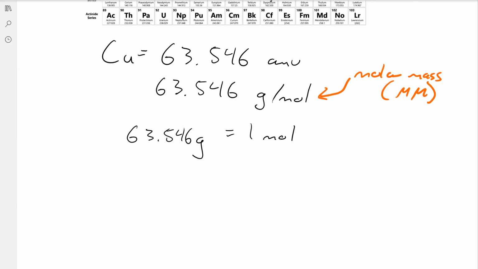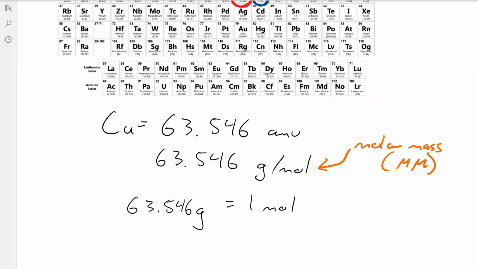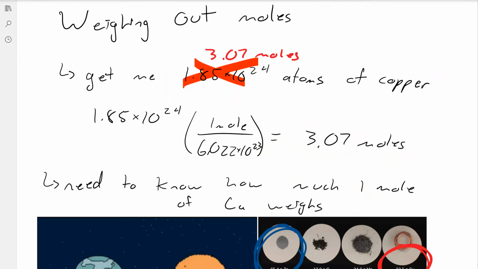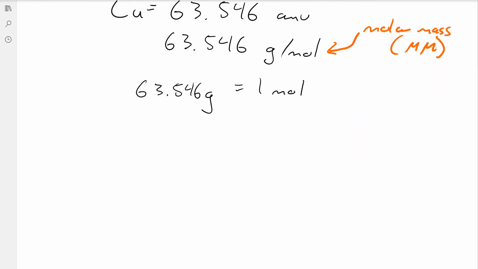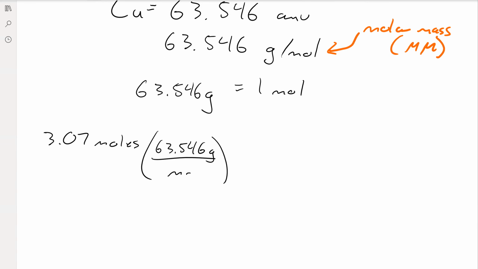So back to our original question, someone asks you to weigh out 3.07 moles of copper, that should be relatively easy to do. You would just take 3.07 moles and then use your conversion factor, which is just the molar mass, right? Copper weighs 63.546 grams per mole. Moles is down on the bottom. That way this can cancel out, right? If you're wondering what the number for the mole is, it's 1, right?